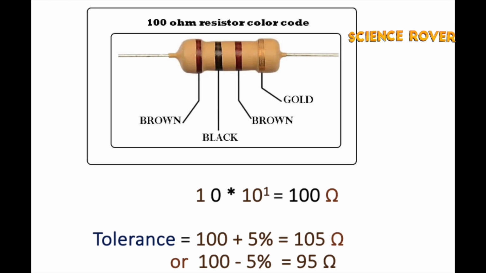Third band color is brown again, represent the value on the power of 10. The resistor value is 10 into 10 to the power of 1, that is 100 ohm. The last band is gold, has plus or minus 5% tolerance. The answer may likely vary, plus 5% or minus 5%.